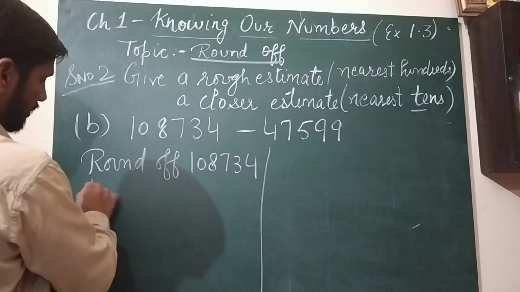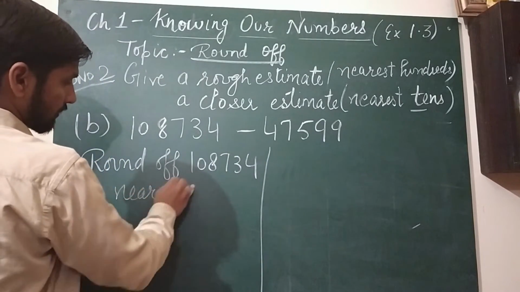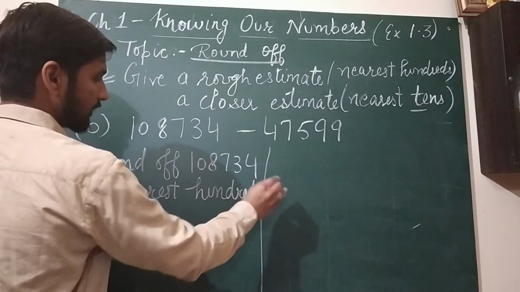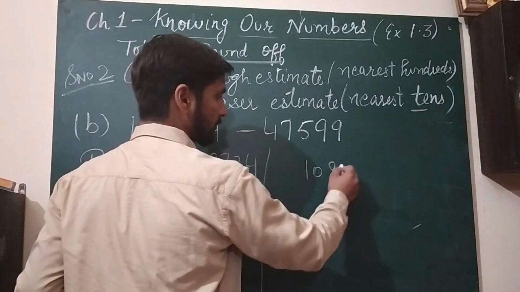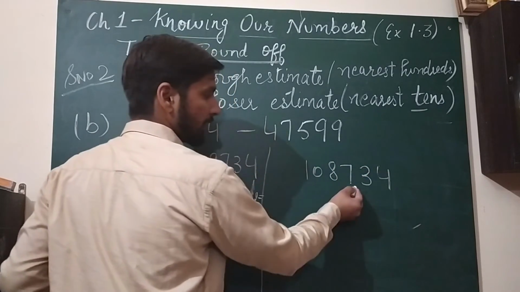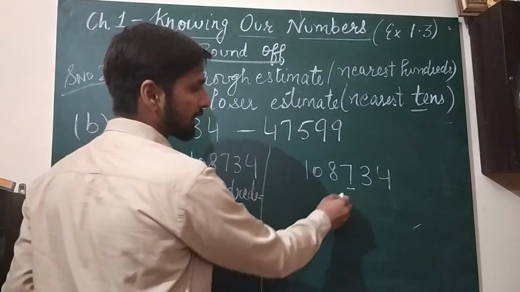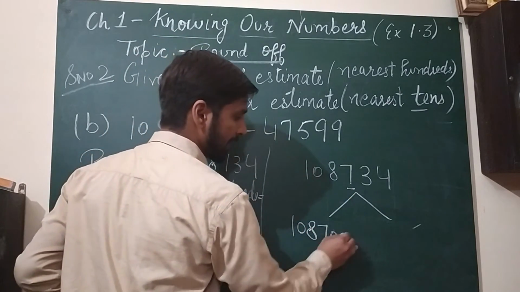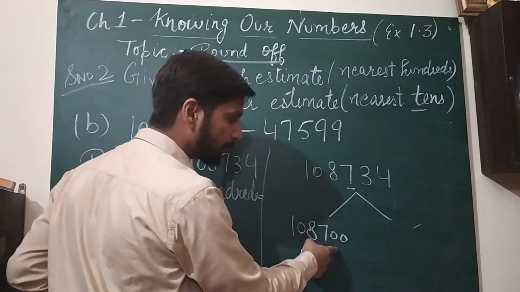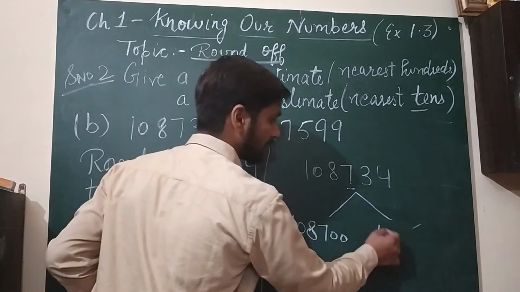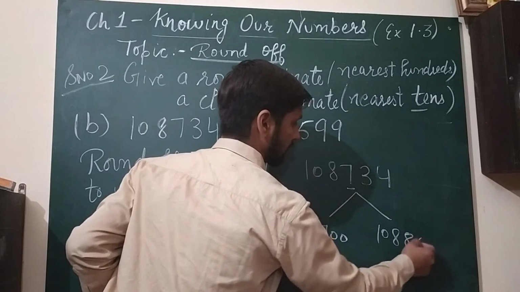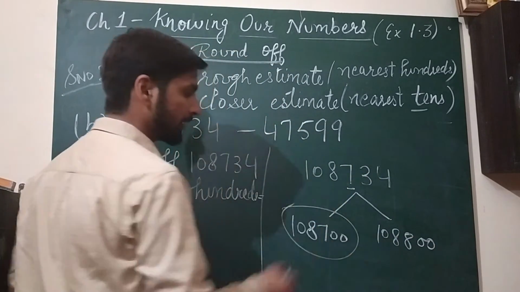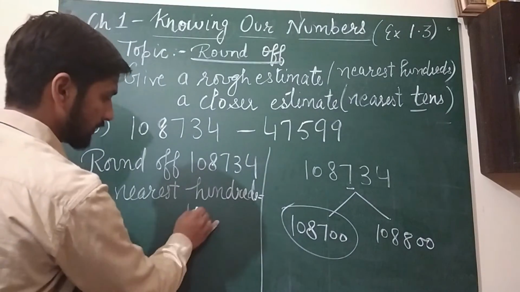So let's start with the rough estimate and write the statement: round off 1,08,734 to nearest hundreds is now 1,08,700. 734 lies between 700 and 800, and 734 is closer to 700. So I am taking this number.